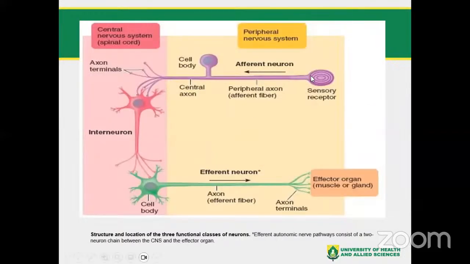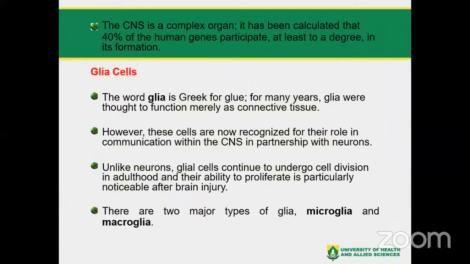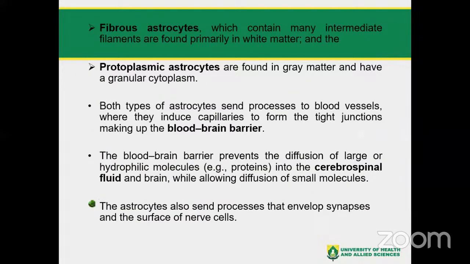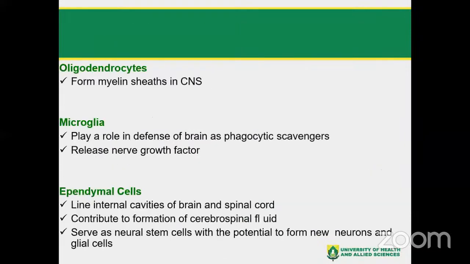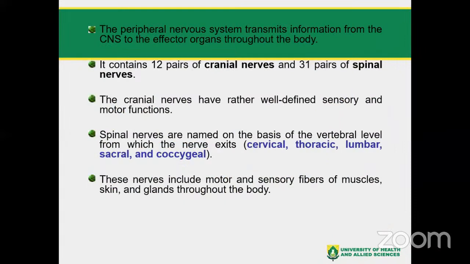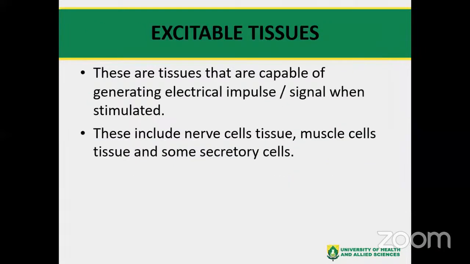This shows our peripheral nervous system, where you have the sensory input, the central nervous system does the interpretation, and then sends out the efferent neurons to the effector organs, like the muscles and the glands. They are the effector organs. Let's go straight to our neuron. This is where we are starting from.